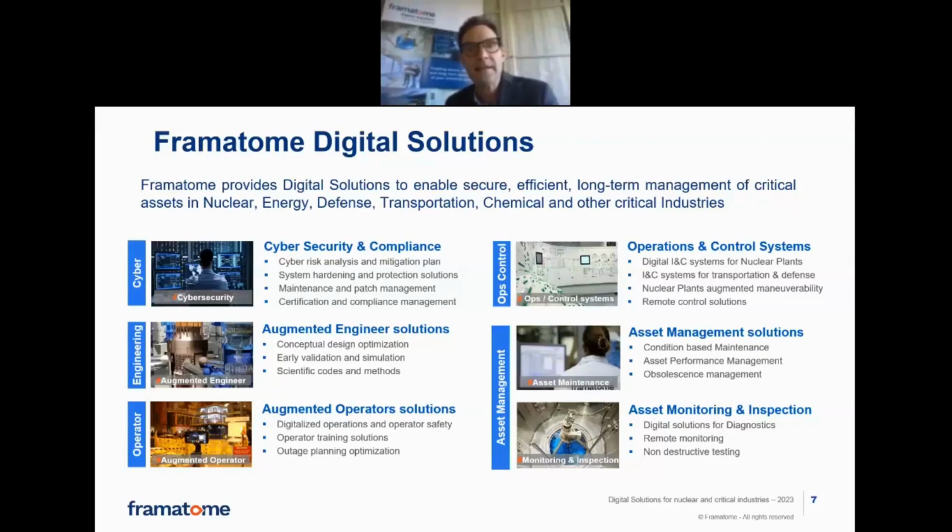And last but not least, an array of solutions for asset management and monitoring. These are solutions for supporting critical asset supervision and maintenance. And these include solutions for condition-based maintenance, asset performance, diagnostic or non-destructive testing, and the like. All right, you can come back if you have a question at the end in the Q&A. And now let's move on.